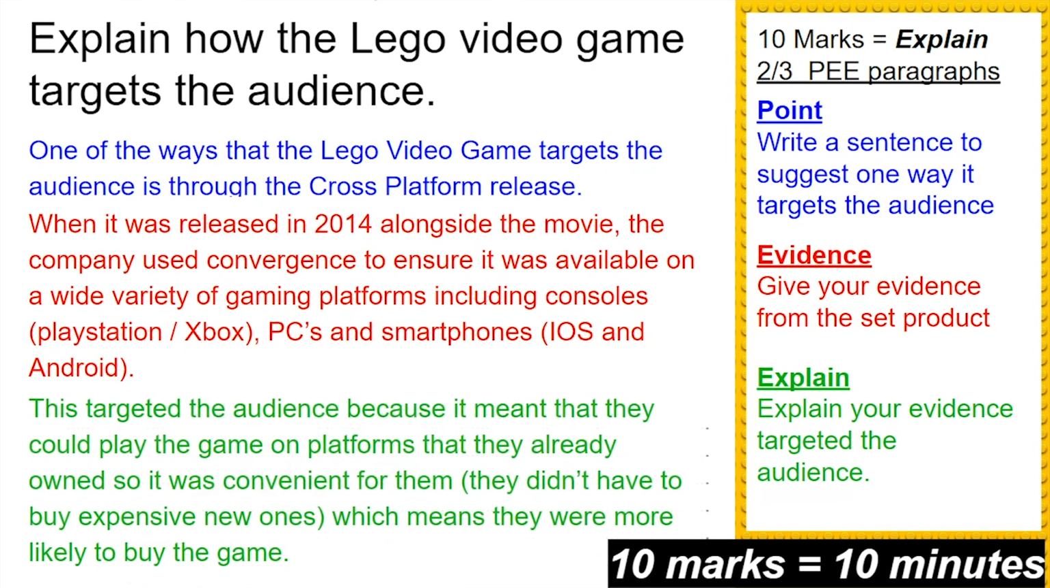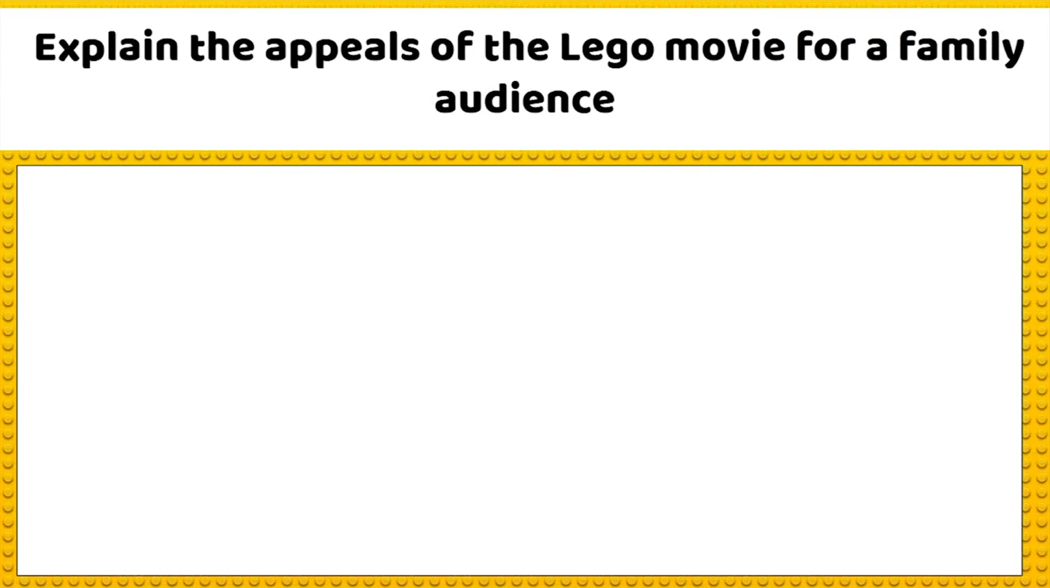So this targeted the audience because it meant that they could play the game on platforms that they already own, so it was convenient for them, i.e. that they didn't have to buy expensive new consoles, which means that they were more likely to buy the game. And now let's look at one final question, but this time you are going to structure your own answer. So explain the appeals of the LEGO movie for a family audience.